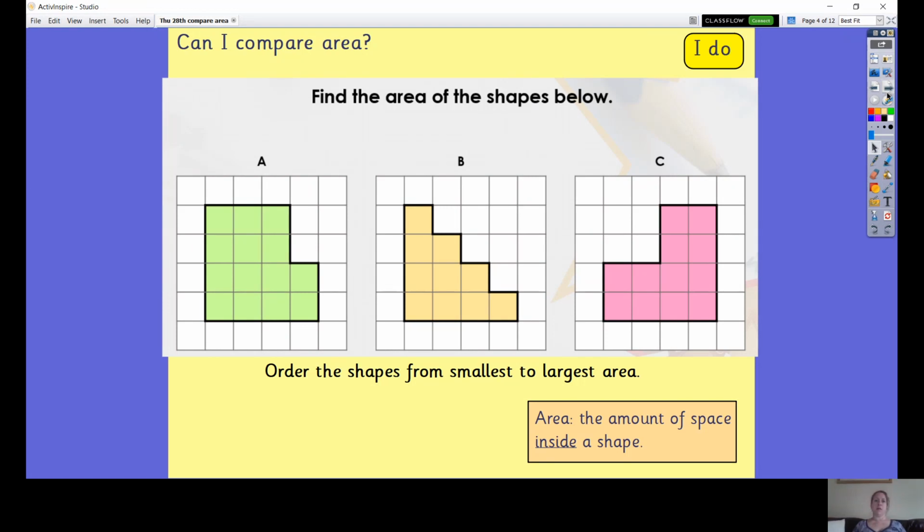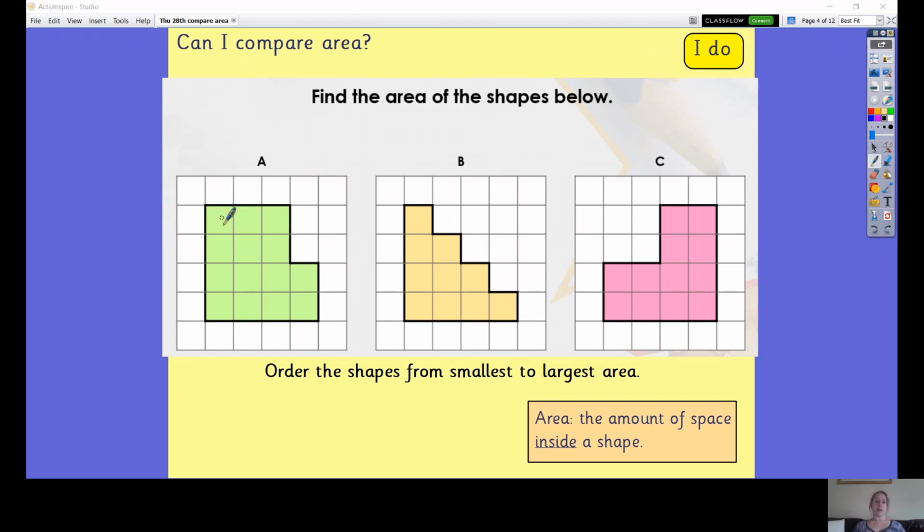So today we are comparing area, as I said earlier, and these aren't rectangles that we're going to be looking at today. So we're going to have to go back to our trusty counting the squares. We can't use that method of multiplying one side of the shape by the other because they're not rectangles. So we have to order the shapes from smallest to largest.